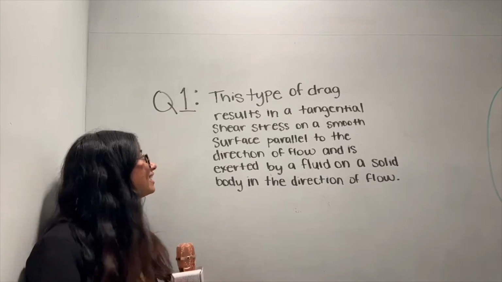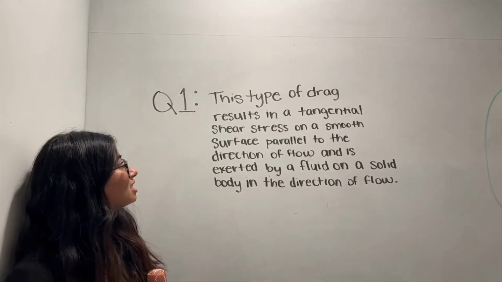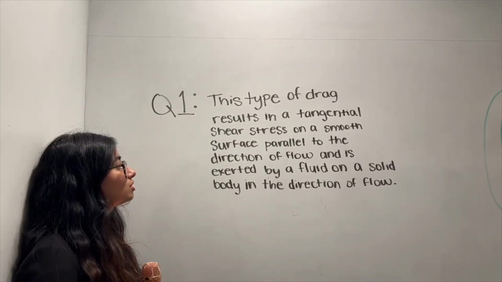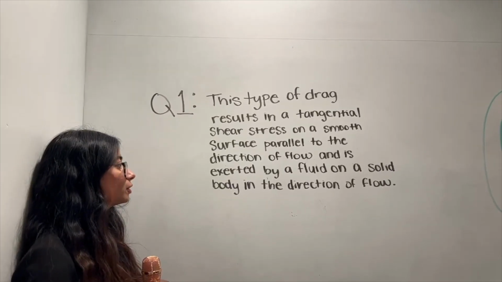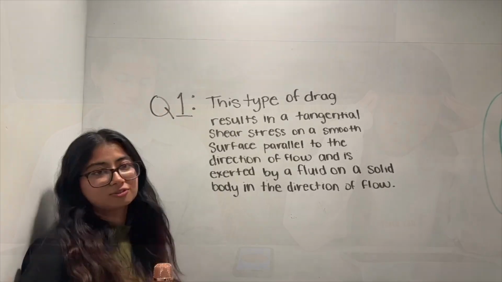Question 1. This type of drag results in a tangential shear stress on a smooth surface parallel to the direction of flow and is exerted by a fluid on a solid body in the direction of flow. What is skin or wall drag?